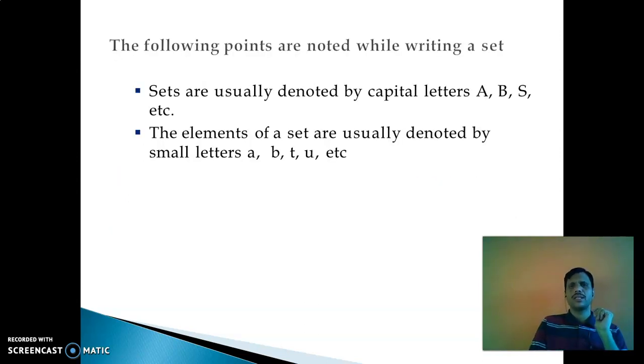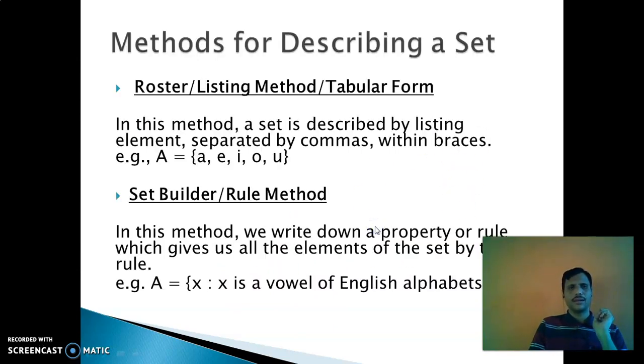The following points are noted while writing a set. Sets are usually denoted by capital letters A to Z: A, B, C, D. Sets are generally denoted by capital letters. The elements of sets are generally denoted by small letters. Okay, methods of describing a set.